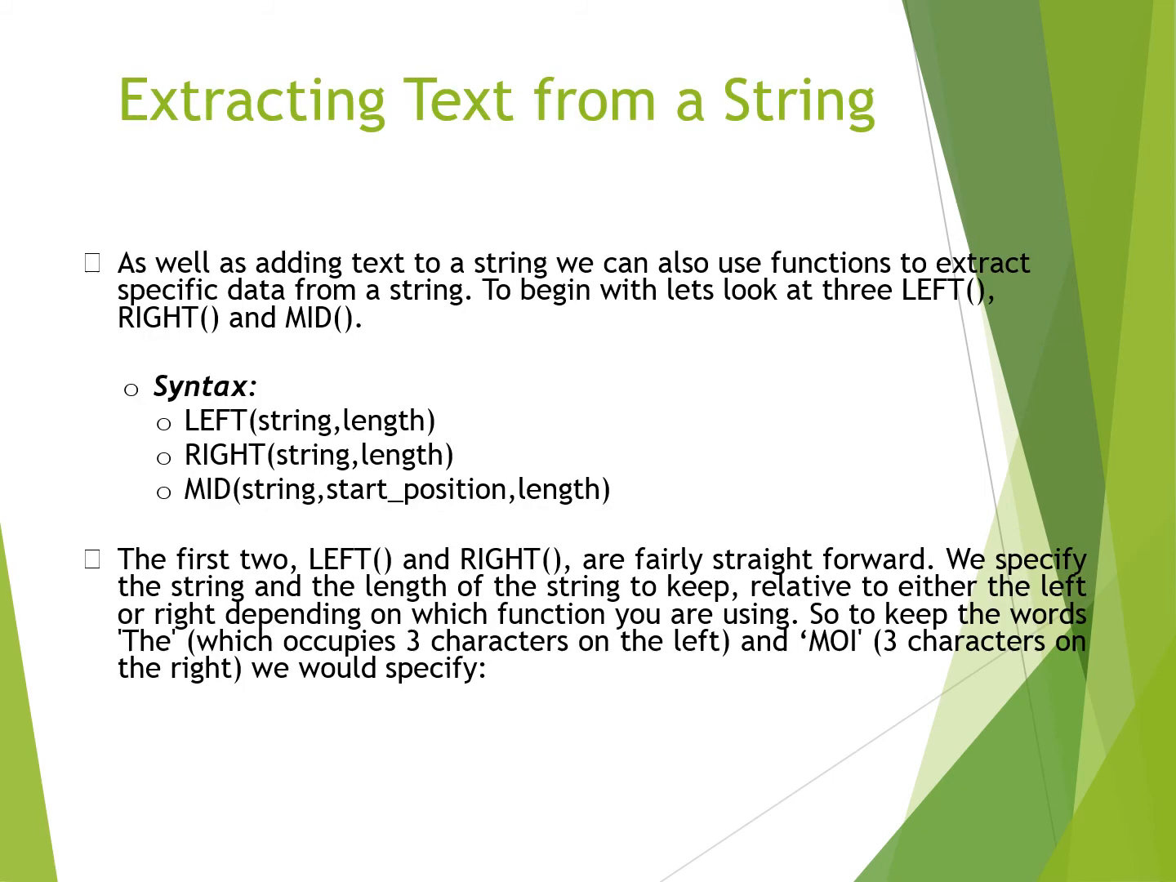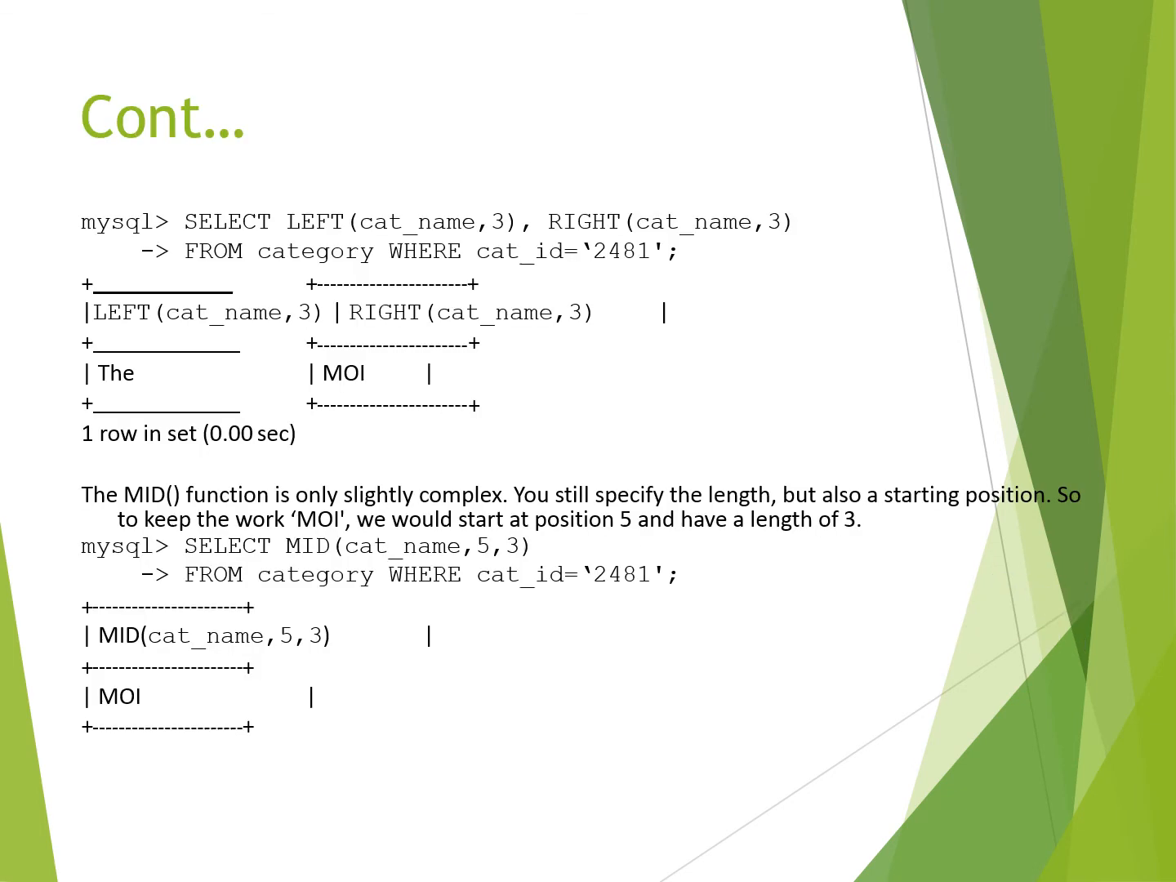Extracting text from a string. Syntax: LEFT string, length; RIGHT string, length; MID string, start position, length. The first two, left and right, are fairly straightforward. We specify the string and the length of the string to keep relative to either the left or right, depending on which function you are using. So to keep the word, which occupies three characters on the left and three characters on the right, we will specify. Continuing, here is a code.